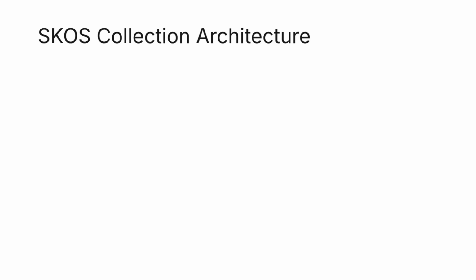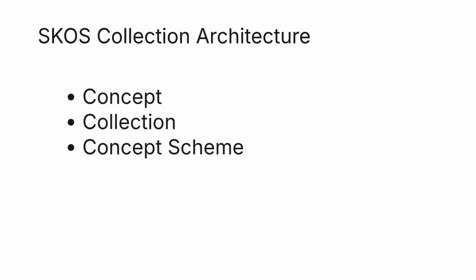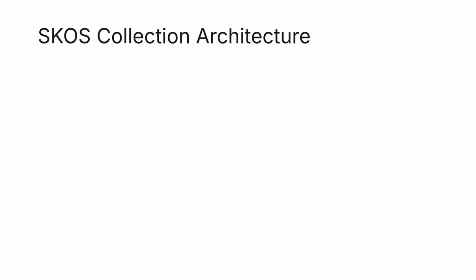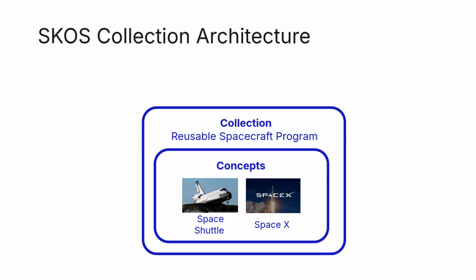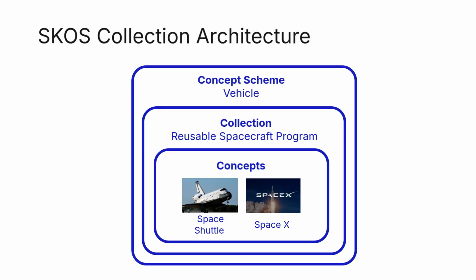Before we create a new SKOS collection, let's understand the overall architecture of our Semaphore classification model using a concept, collection, and concept scheme. You can use a SKOS collection for a better tuned integration, enabling you to push the collection to targeted consumers. In this example, the concepts are labeled Space Shuttle and SpaceX. These are the real-world ideas in our classification model. Next, we have a collection labeled Reusable Spacecraft Program. The collection organizes the concepts in a non-hierarchical manner. Finally, we have a concept scheme that is labeled Vehicle. This is the top-level organizational structure.